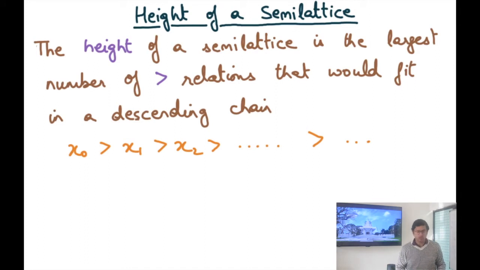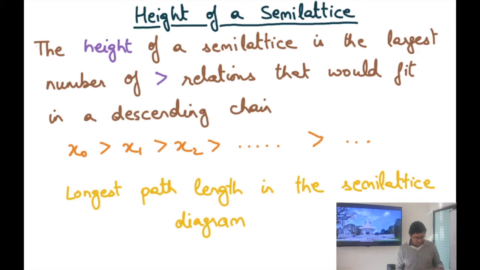Recall that this is a partial order, and so the height of the semilattice can be less than the number of elements in the set V. If it was a total order, that would mean that every pair of elements is related by the less than or equal to operator, in which case the height is the number of elements in V. But for a partial order, this height could be lower than the number of elements in V.